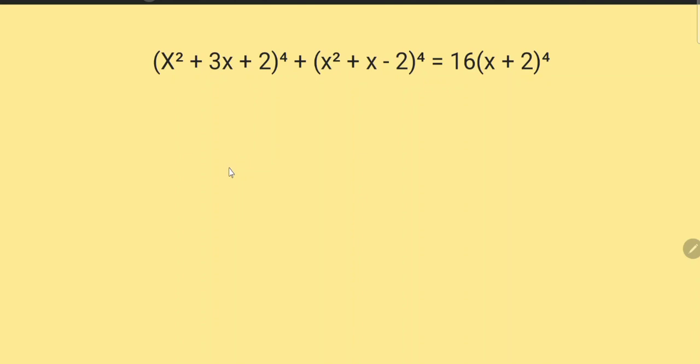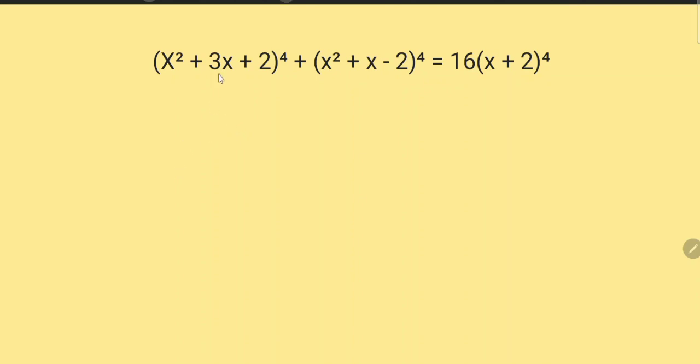In today's class, we are to solve the numeric value of the unknown value x here. If we take a look at this equation, it's a polynomial, of course with multiple powers of the variable. So we are asked to find the value of x if (x squared plus 3x plus 2) all raised to the power 4 plus (x squared plus x minus 2) all raised to the power 4 is equal to 16 into (x plus 2) all raised to the power 4.